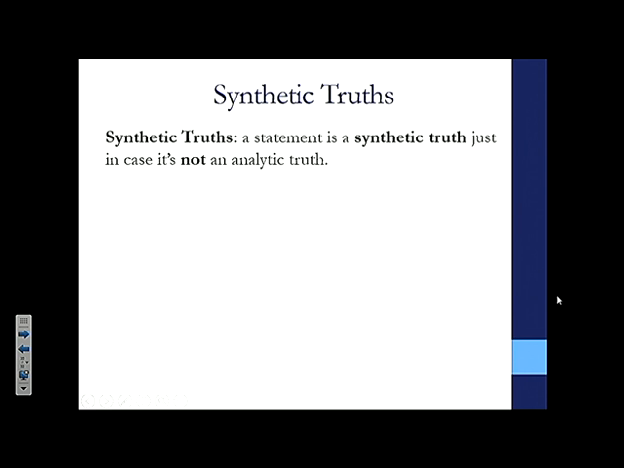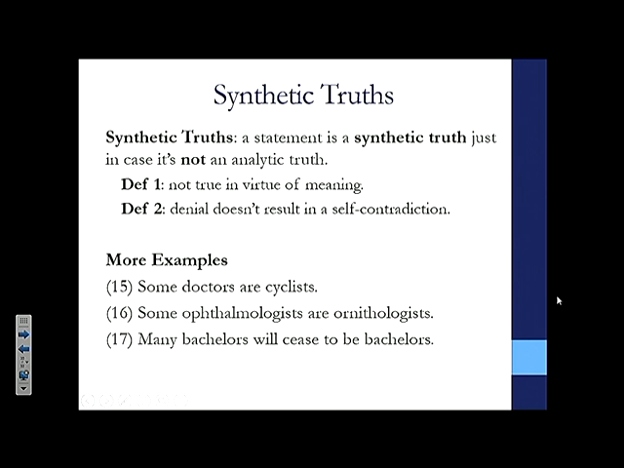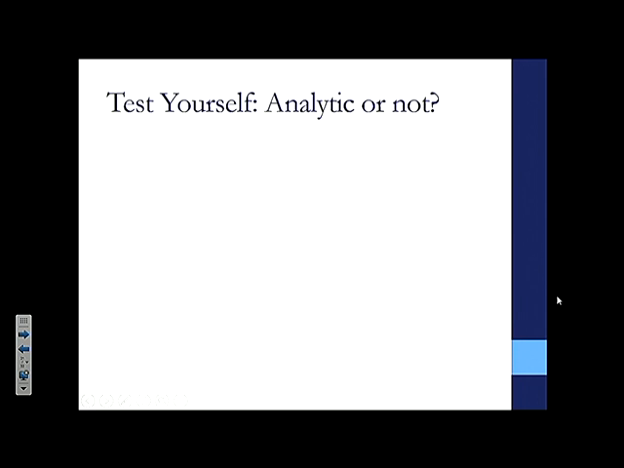All right. Synthetic truths, the idea here is just the opposite of an analytic truth. Something's a synthetic truth just in case it's true, but it's not an analytic truth. Right? So doctors being cyclists, ophthalmologists being ornithologists, bachelors ceasing to be bachelors. These are things that are true, but not in virtue of what they mean. You have to investigate the world in some way. All right.